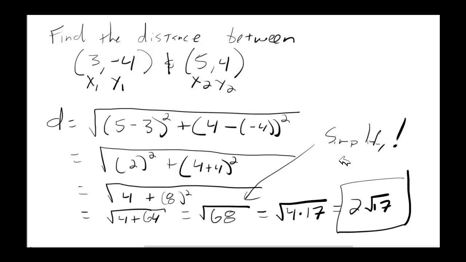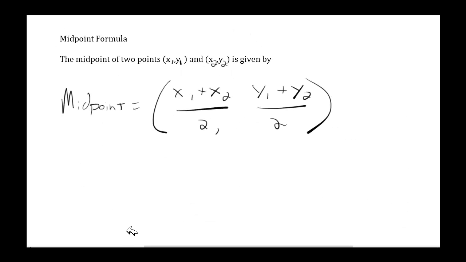Alright, that's our distance formula. Let's take a look at the midpoint. Okay, here's our midpoint formula. The midpoint of 2 points, x1, y1, and x2, y2 is given by, remember, it's a point, it's an ordered pair. So all you do is average the x's and average the y's. So x1 plus x2 over 2, comma, y1 plus y2 over 2. It's parentheses because it's an ordered pair, it's a point.